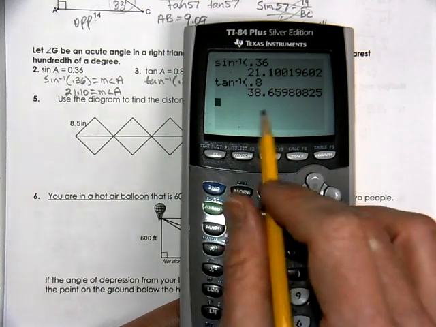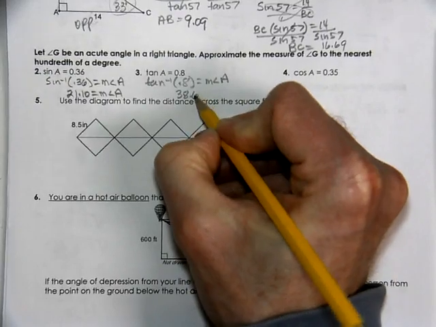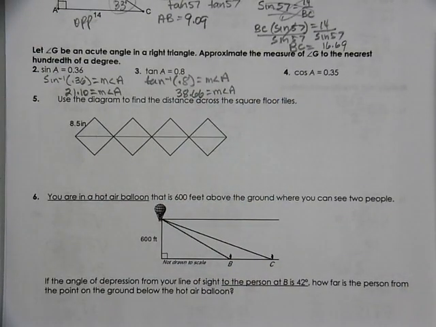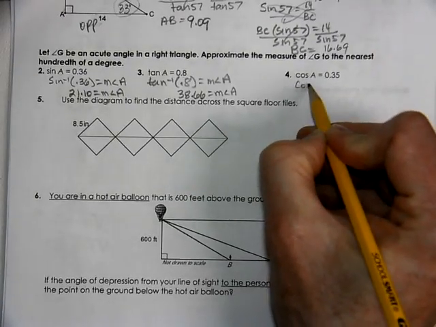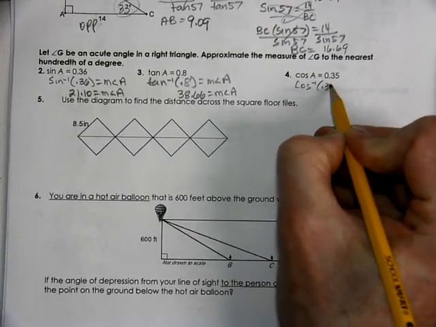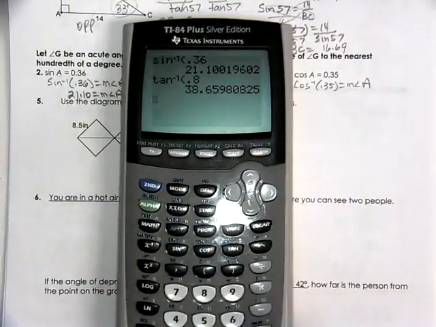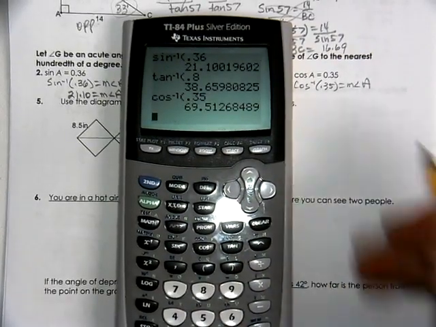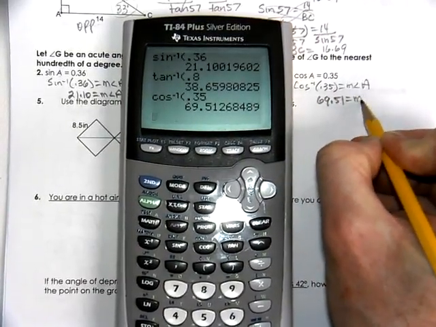That gives us 38.66. And our last one, cosine inverse of 0.35 equals the measurement of angle A. Cosine inverse of 0.35 gives us 69.51.